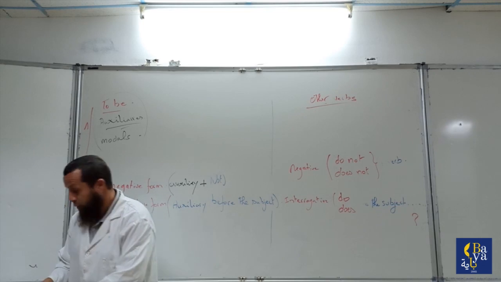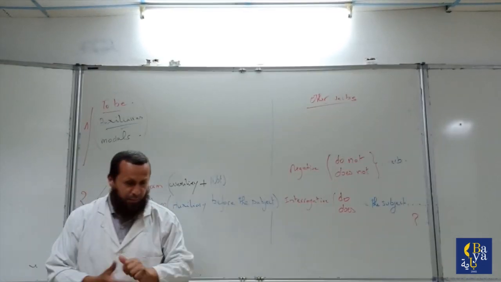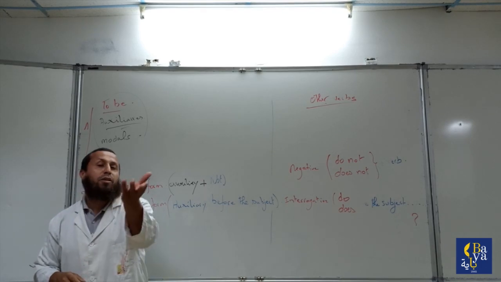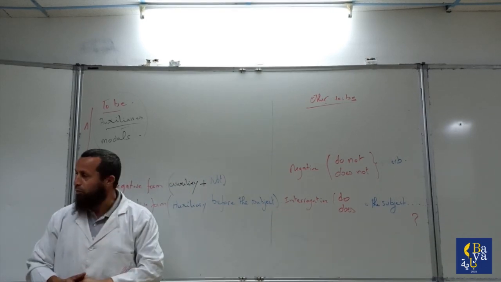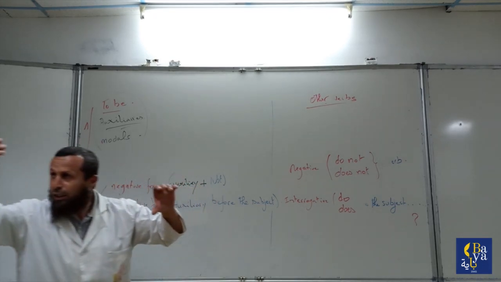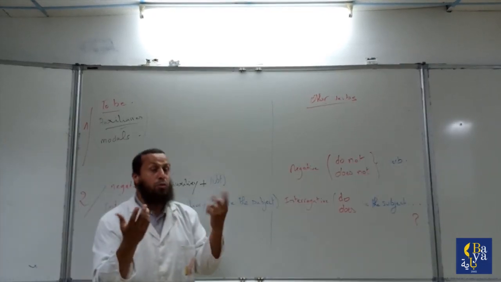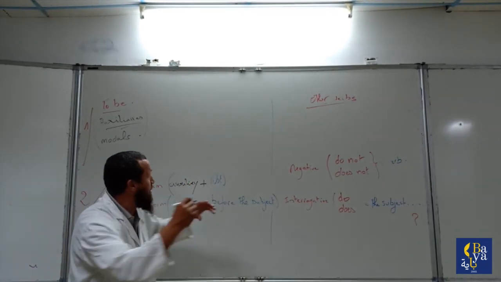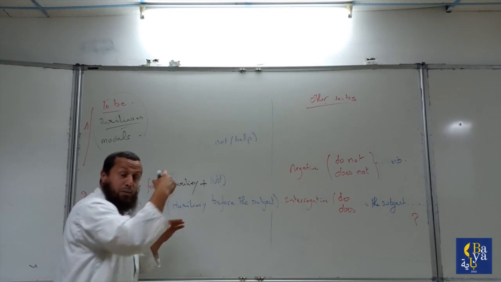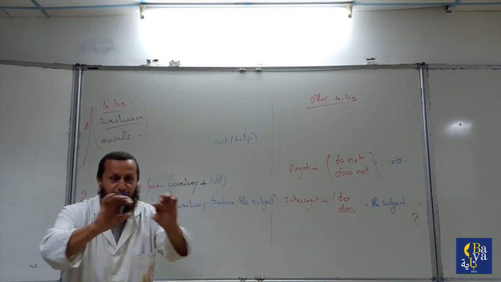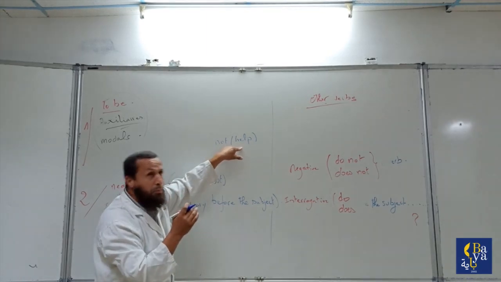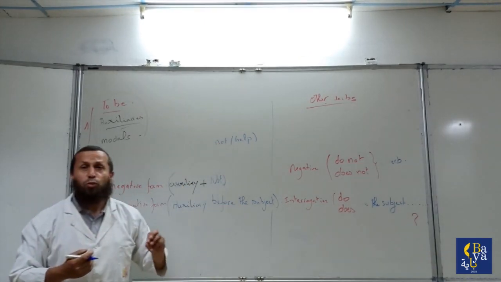And be careful, I will tell you something, that in your BEM exam they will not tell you put this sentence in the negative form. They will not tell you put this sentence in the interrogative form. No. They will have it in a paragraph. They will have some verbs in this paragraph. Sometimes you find it, they put it in brackets. For example, they put not help. This means this sentence should be in the negative form. So we have not, it means negative, and we have help, other verb. Okay, so we must use do or does.